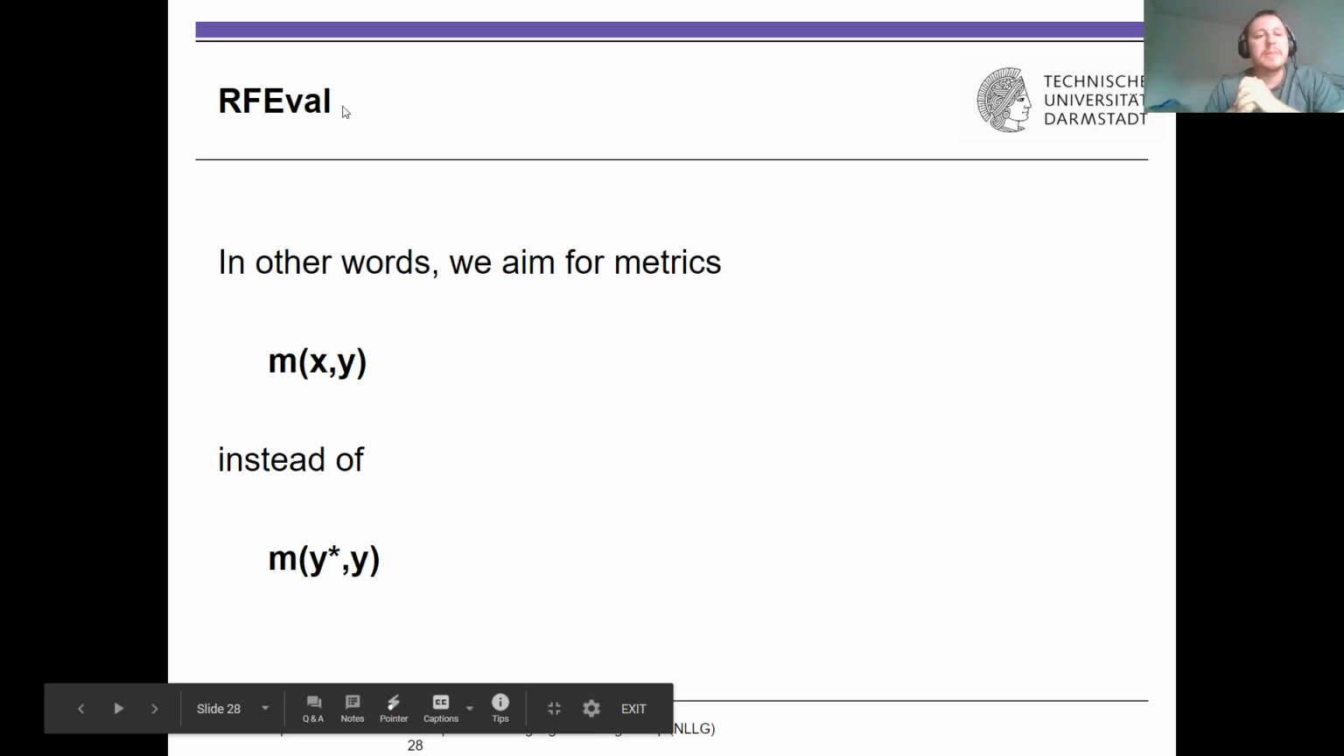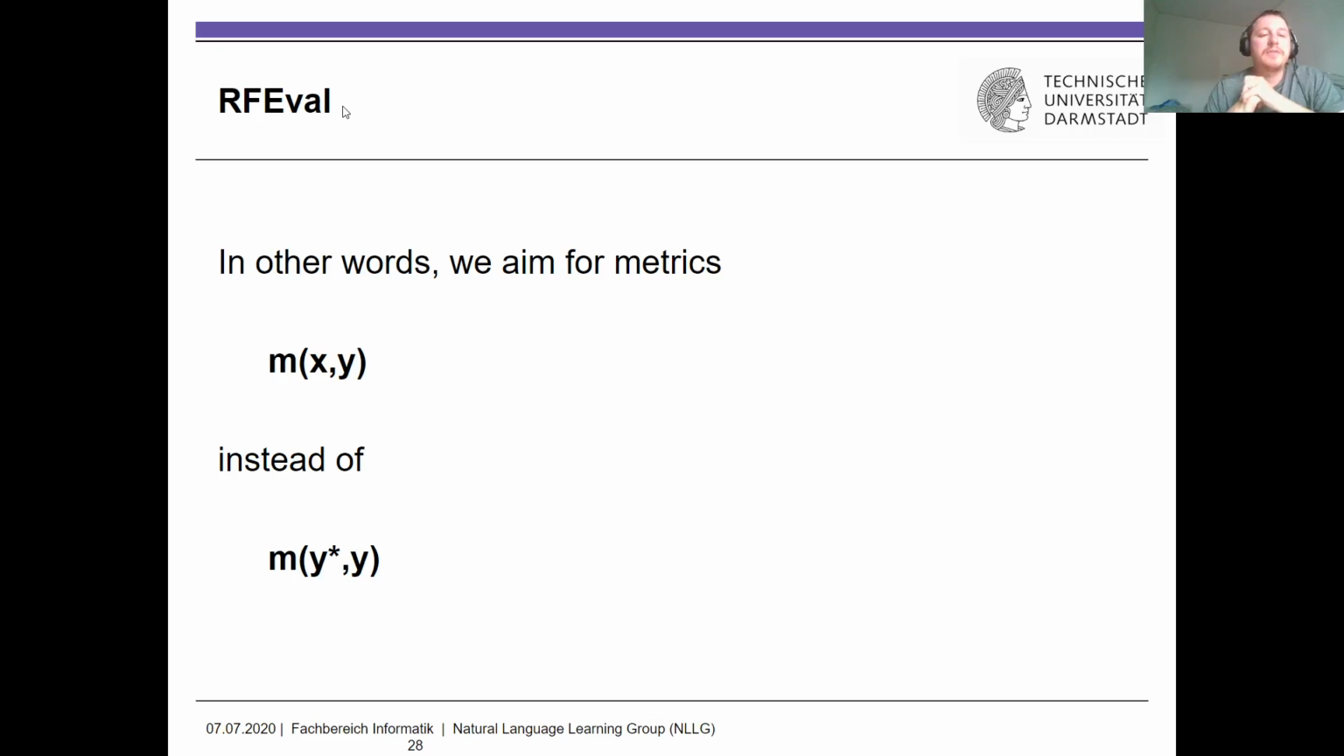And to sum up what I've said in the previous slide, we want metrics that take in as inputs a sequence X and a sequence Y, where X is the source sentence or the source document, and Y is the system prediction, instead of having metrics that operate on Y prime and Y, where Y prime is the human reference. So we want to replace this one here by this one here.